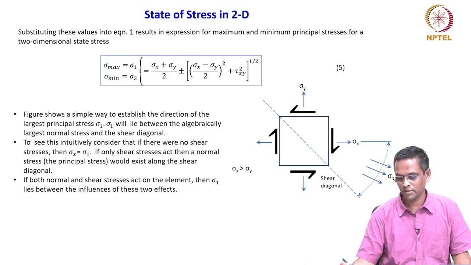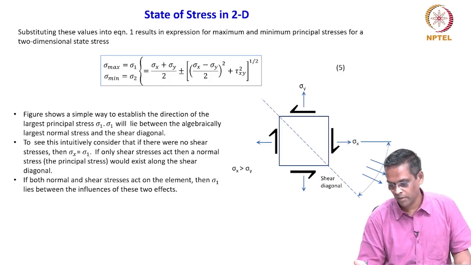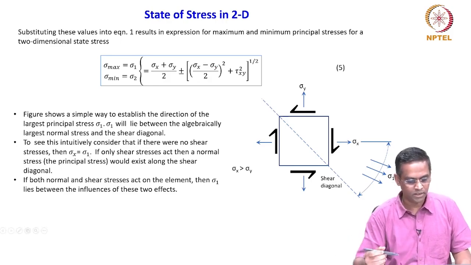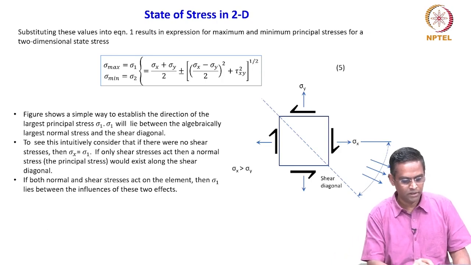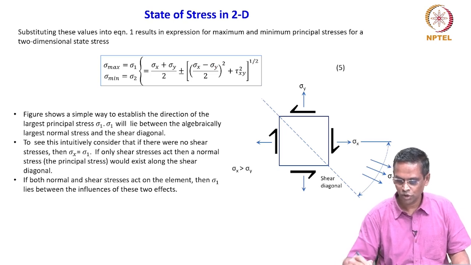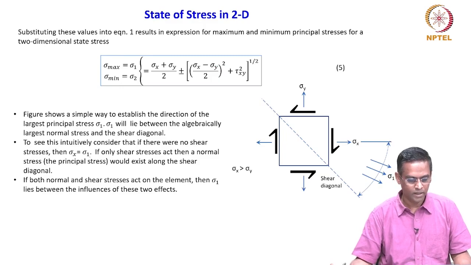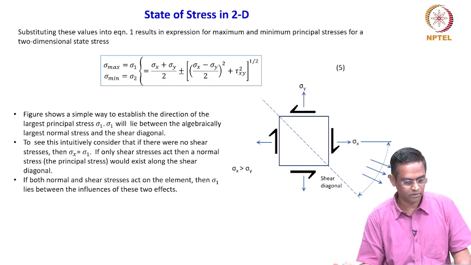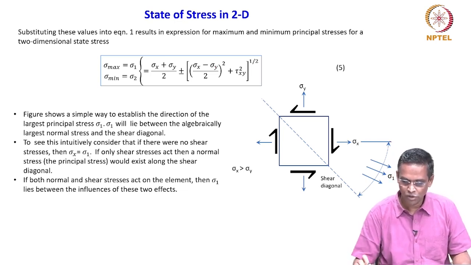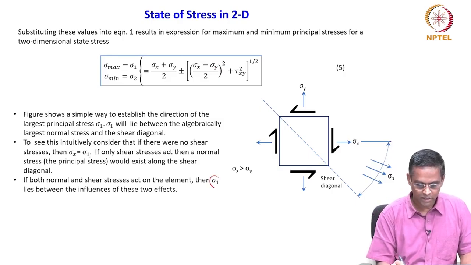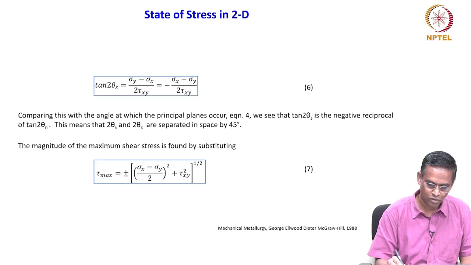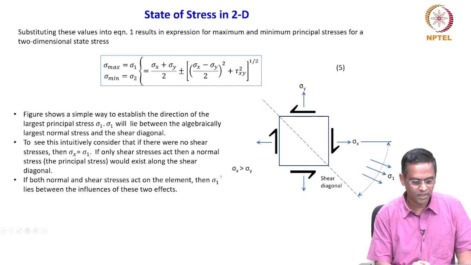Because it has both components, a normal stress as well as a shear component, somewhere. If it is not pure shear, it is not pure principal stress, but somewhere in between, okay. If both normal and shear stress act on an element, then sigma 1 lies between the influences of these two effects. That is the effect I wanted to show in this image. Here again sigma x is greater than sigma y, like sigma 1 is greater than sigma 2, then sigma 3. So this image clearly shows how to visualize sigma 1 when a body is subjected to both normal stress and shear stress. Okay.